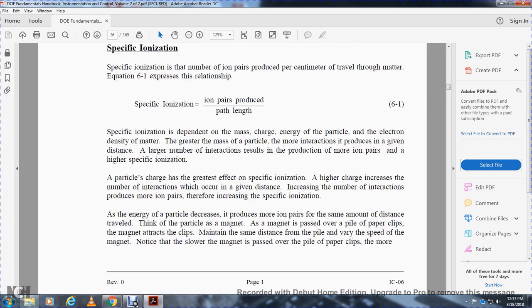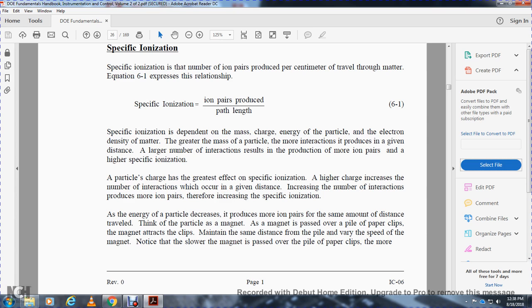Specific ionization is dependent on the mass and charge of the particle, the energy of the particle, and the density of the matter. The greater the mass of the particle, the more interactions are produced over a given distance. A large number of interactions results in the production of more ion pairs and a higher specific ionization. Particle charge has the greatest effect on specific ionization. Higher charge increases the number of interactions which occur over a given distance, producing more ion pairs and therefore increasing the specific ionization. As the energy of the particle decreases, it produces more ion pairs over the same distance traveled.